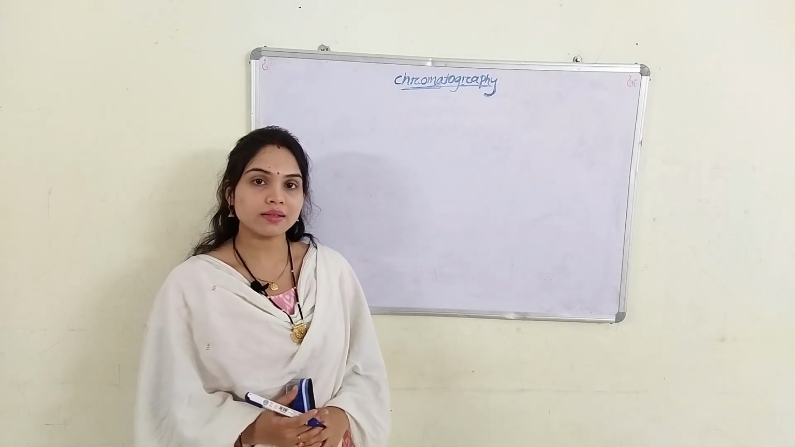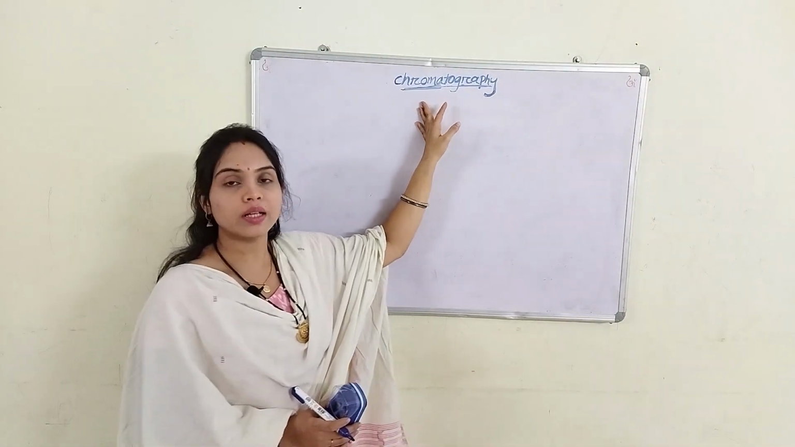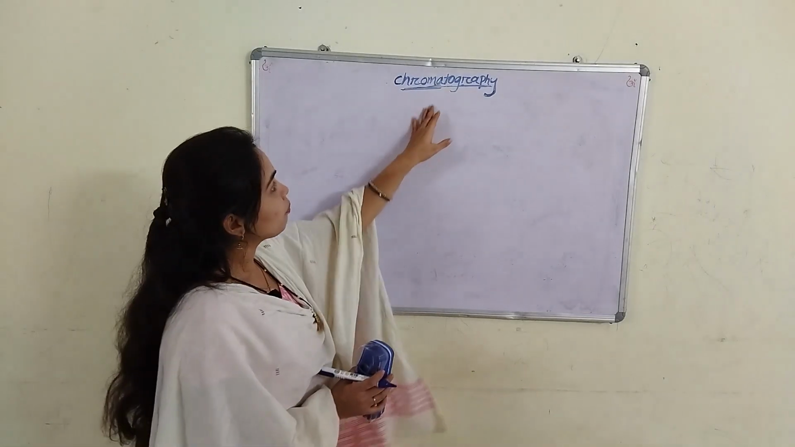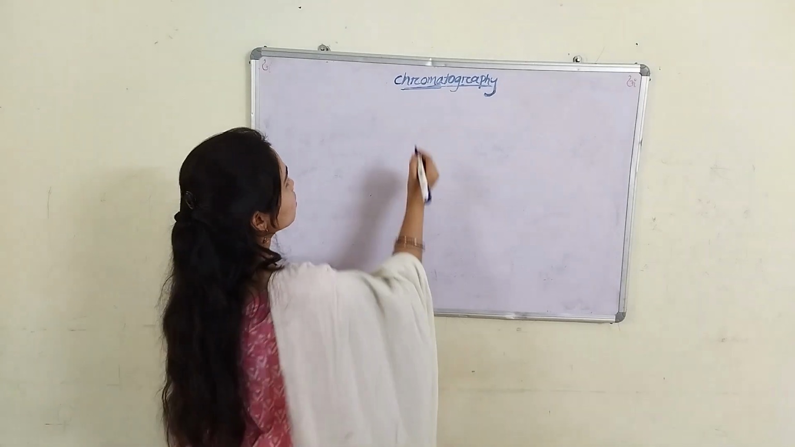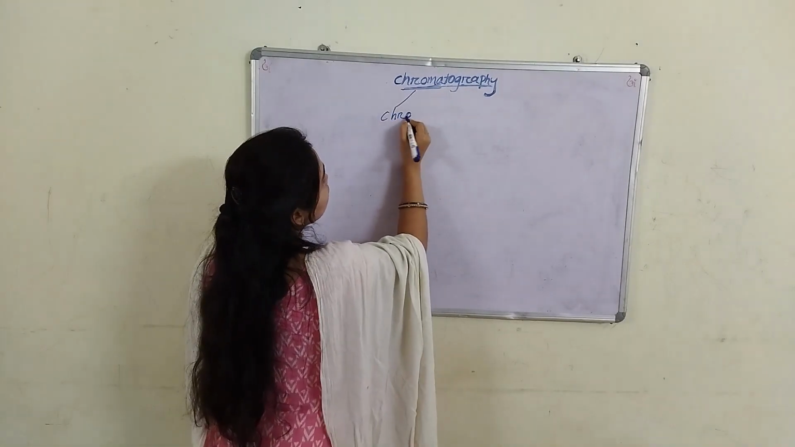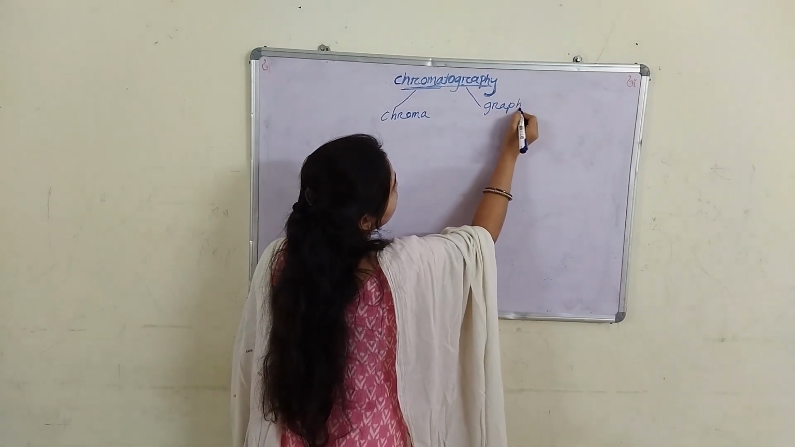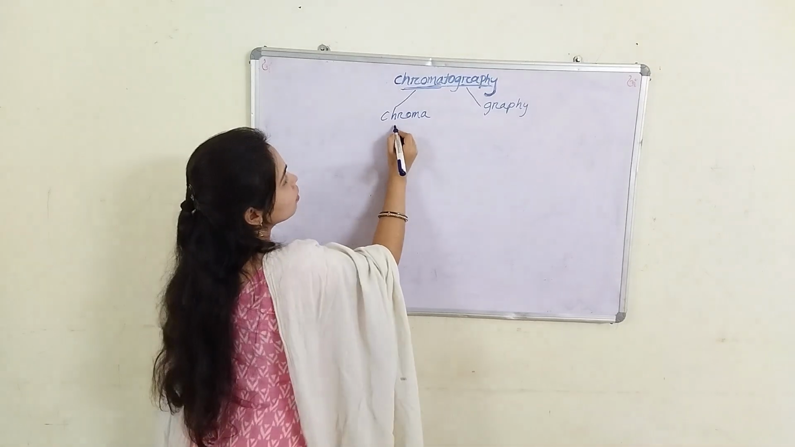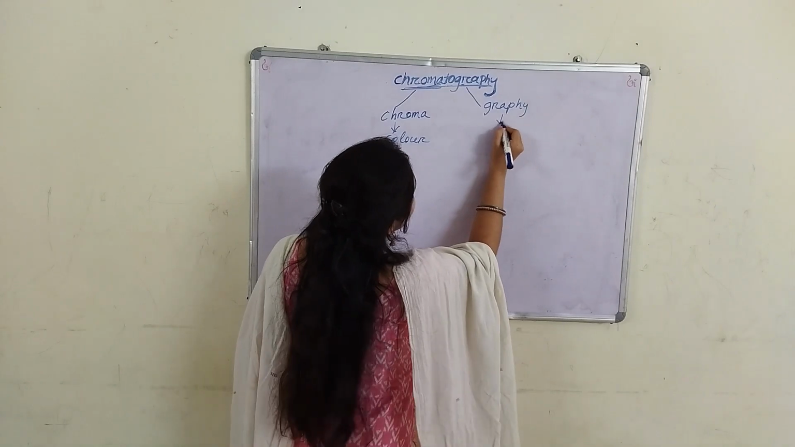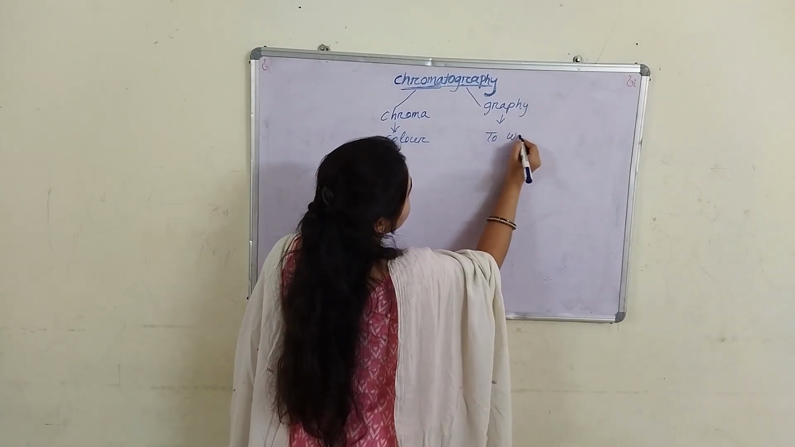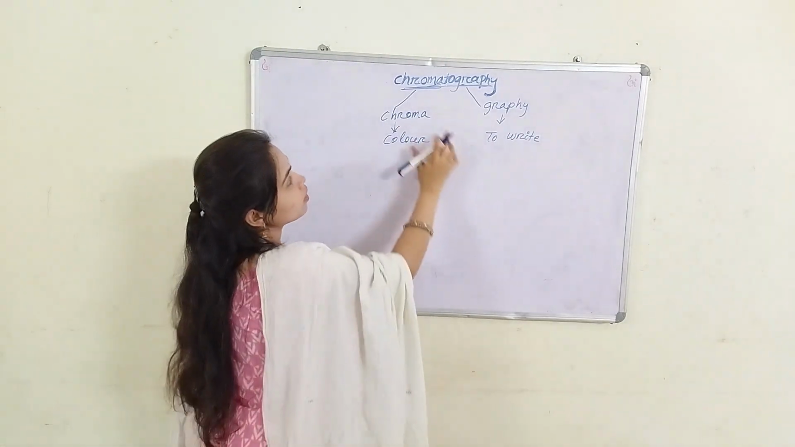Today we are going to discuss chromatography, the basics of chromatography and different types of chromatography. The term chromatography is divided into two parts: chroma and graphy. Chroma means color and graphy means to write. Chromatography means to write the color.